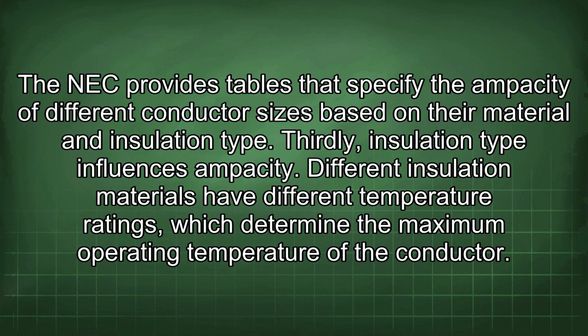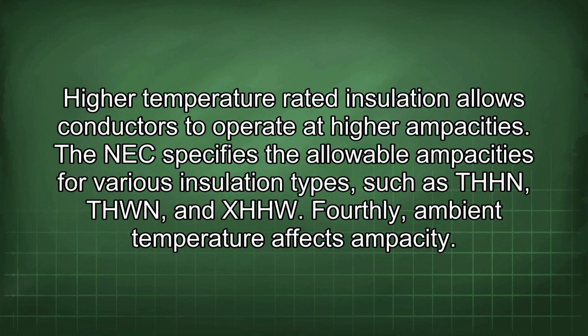Thirdly, insulation type influences ampacity. Different insulation materials have different temperature ratings, which determine the maximum operating temperature of the conductor. High temperature rated insulation allows conductors to operate at higher ampacities. The NEC specifies the allowable ampacities for various insulation types, such as THHN, THWN, and XHHW.